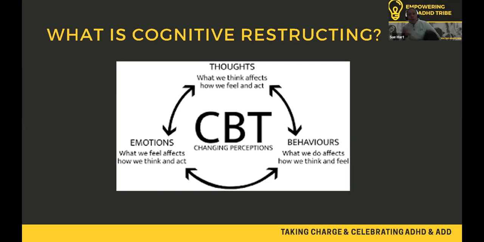So the whole loop around it is CBT. It's these thoughts: what we think affects how we feel and act, because that links into behaviors, because what we do affects how we think and feel. And then emotions: what we feel affects how we think and act. And it's constantly going round and round.